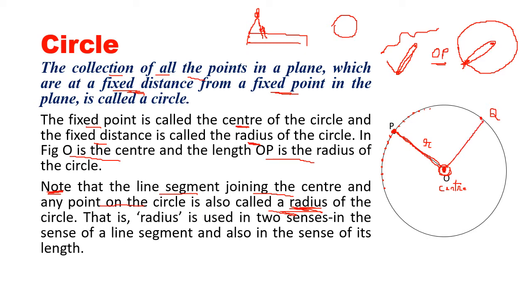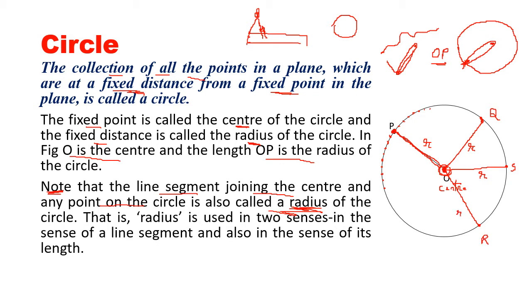How is OQ the radius? It is saying the line segment from the center to any point on the circle. If I draw another line segment here from the center to a point on the circle and call it S. So here OP is the radius, OQ, the distance will remain the same, a fixed distance. Even OS is the radius. So the line segment from the center of the circle to any point on the circle is called the radius.